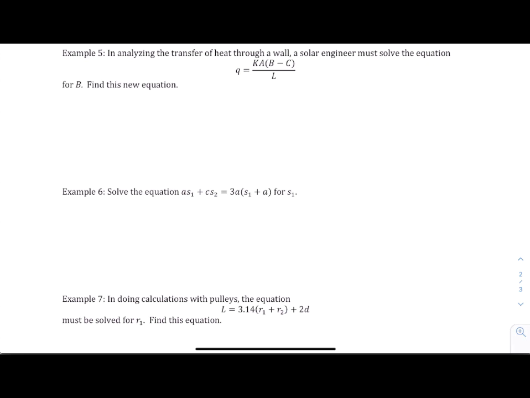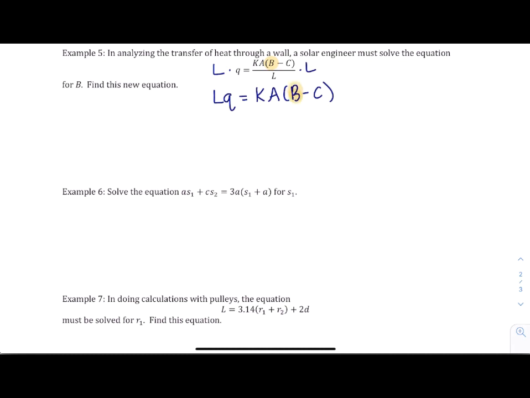Here in example 5, we're looking at a formula for the transfer of heat through a wall. We want to solve this equation for B. What we need to do to begin is to remove the fraction in this problem. So the denominator is L, so we're just going to multiply both sides by L, just like we would do with a number. So we have LQ equals KA(B minus C).